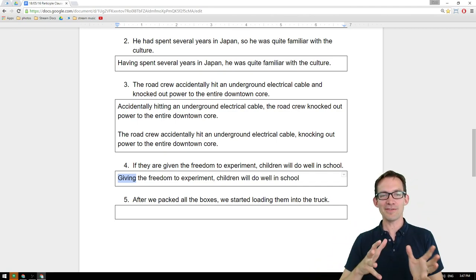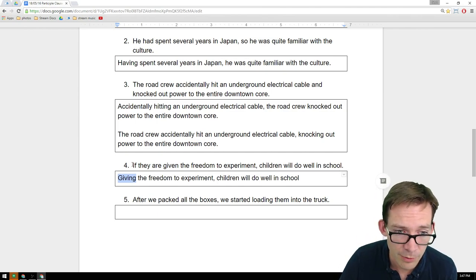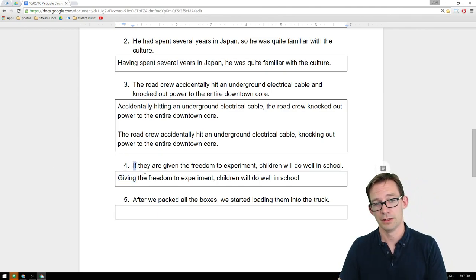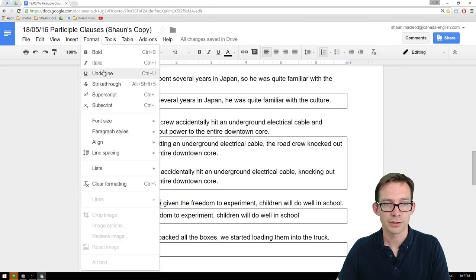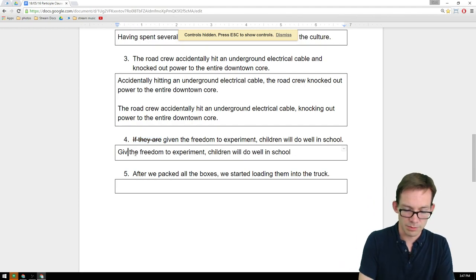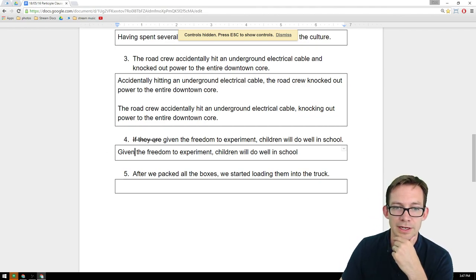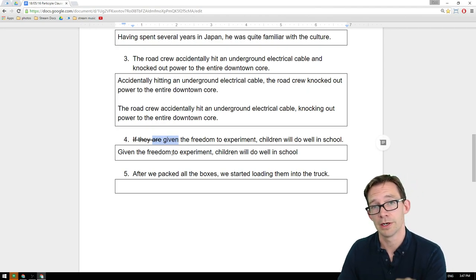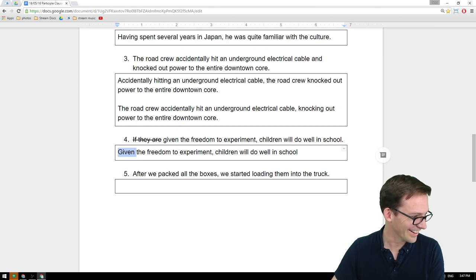So, yeah, giving the freedom to experiment doesn't work grammatically. Because as I said before in the presentation, if you want to show condition, and in number four, this is definitely the condition, right? This is if they are given. All you really need to do, it's kind of an easy change. You just take that away. Okay? And keep the past participle. You need that, given the freedom to experiment, because in this case, again, if you look at it, that's passive, right? It's passive voice. So it's a first conditional in the passive voice, so you have to keep that past participle there, okay? Okay.